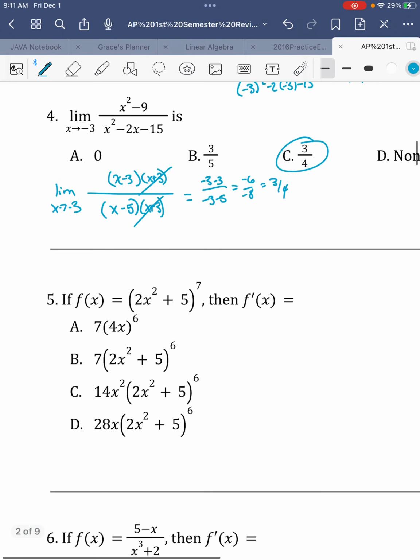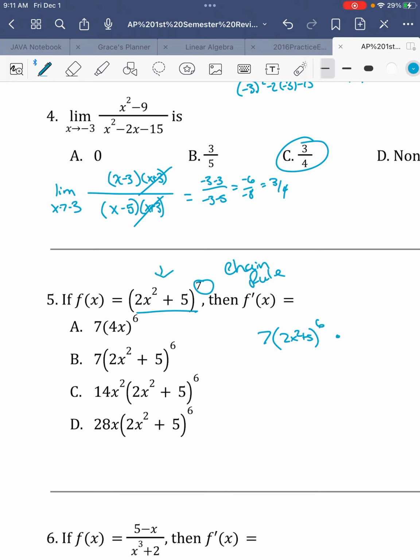All right, and then last one for this video, f of x equals 2x squared plus 5 to the power of 7. We want to take our derivative, f prime of x. So notice we have an inside piece and an outside piece. This is going to be chain rule. So chain rule, derivative of the outside, so bring the 7 to the front, leave the inside the same, power drops down by 1. That's the derivative of the outside.